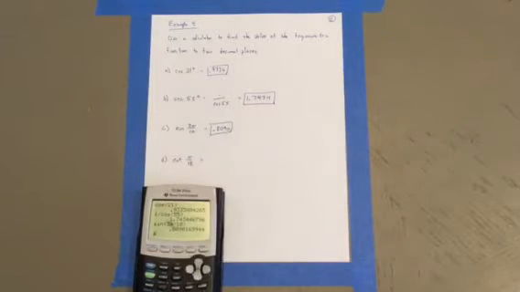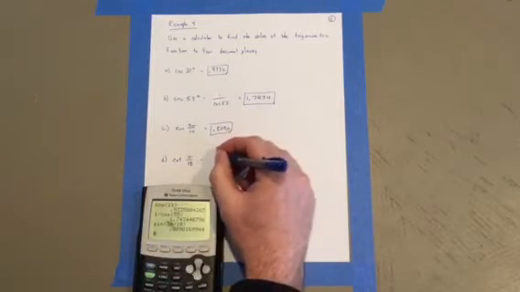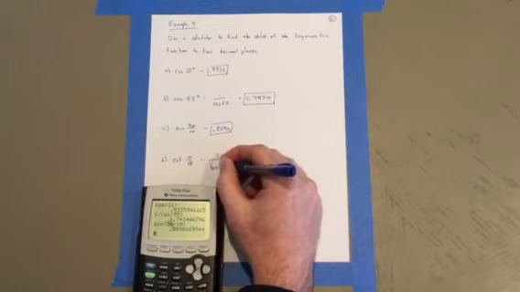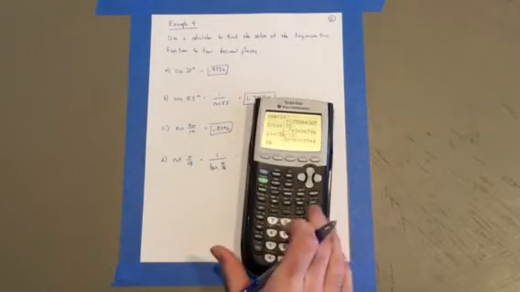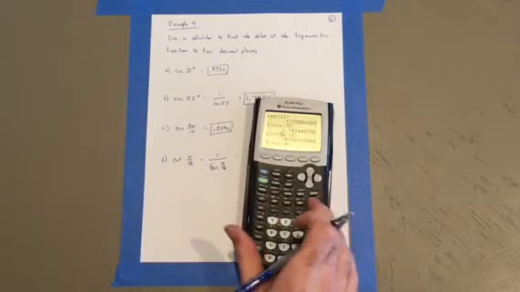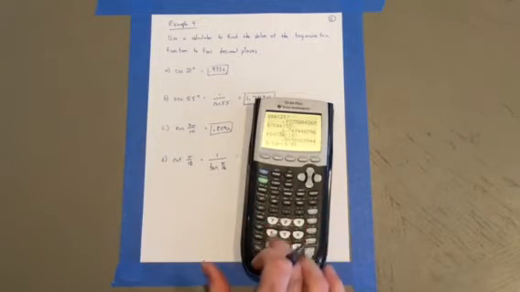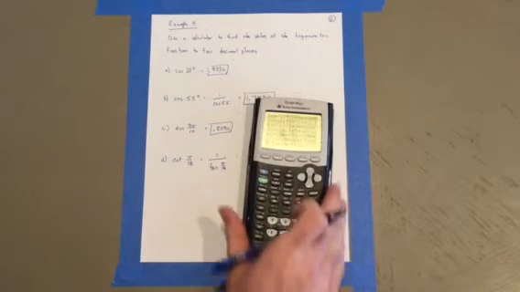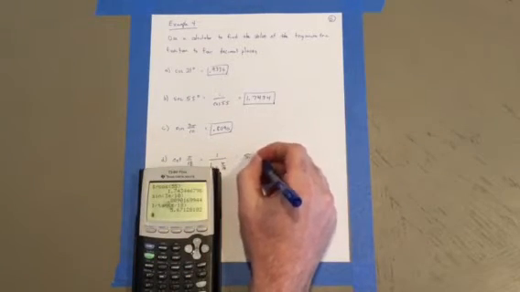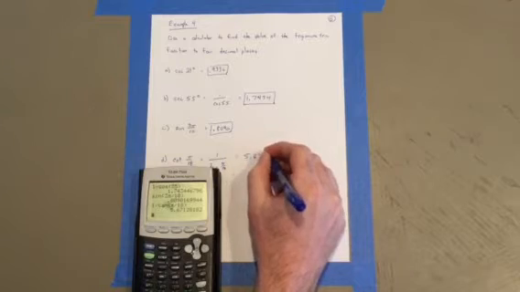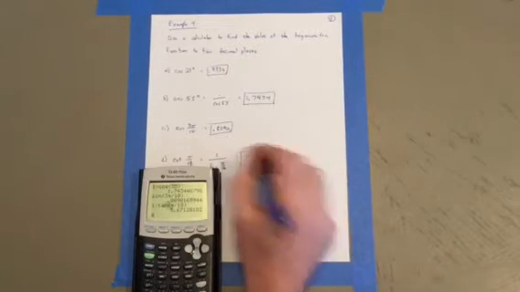Now we run into a cotangent. We don't have a cotangent button. So we can turn it into a tangent that's equal to 1 over tangent pi over 18. And that I can do. So I have 1 divided by tangent pi over 18, 5.671, round up to 3.